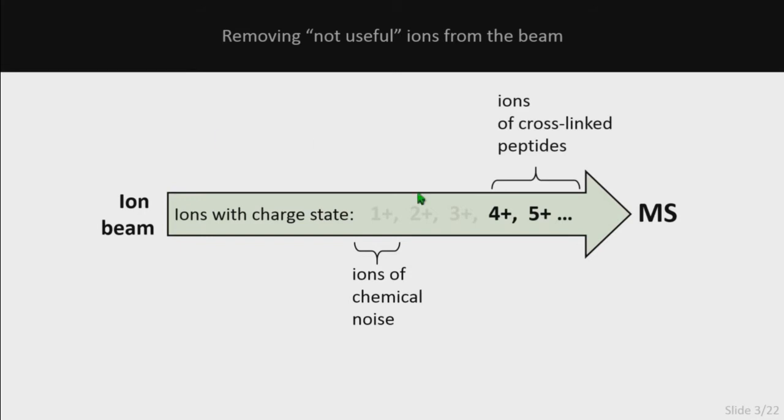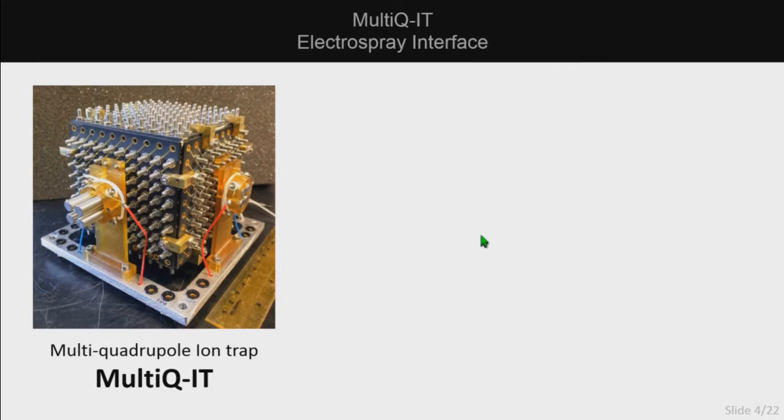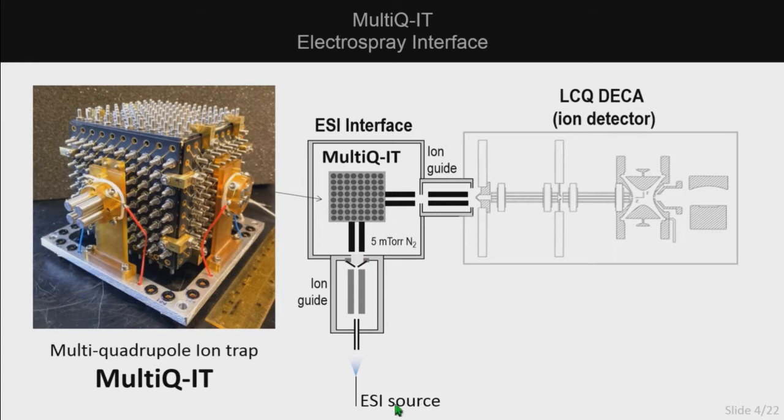It allows us to deplete low charge state ions as they go from the ion source to the beam. We call this ion trap the multi-quadrupole ion trap, or MultiQ-IT for short. We have built several versions of this device and incorporated it in the interface between the electrospray source and LCQ-DECA, an old instrument that we merely use as an ion detector. So ions pass through the electrospray source, through the heated capillary into a quadrupole ion guide, go through the skimmer in a constant fashion and fill the MultiQ ion trap, where ions reside for some time and freely flow towards LCQ-DECA to be detected.